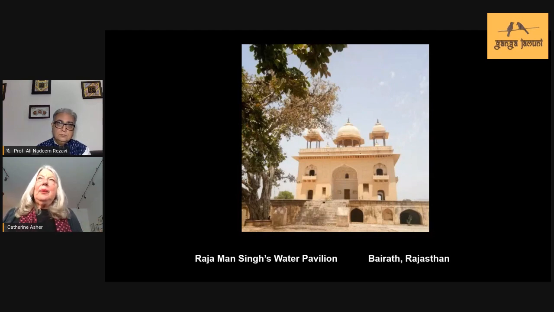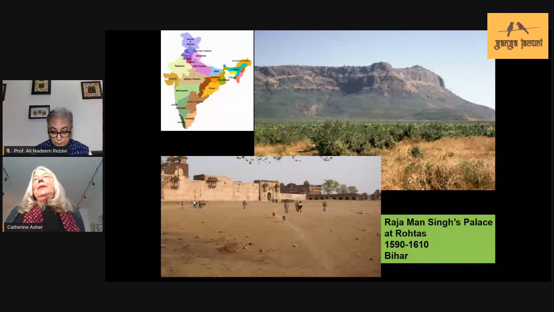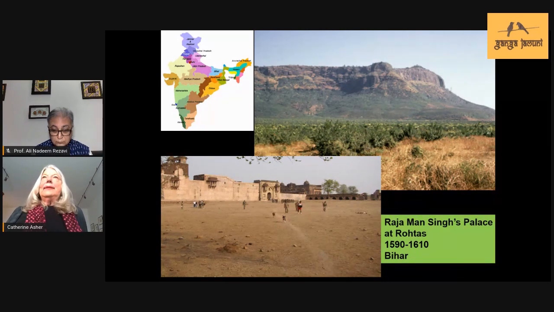So again, this is using the imperial style, sharing the imperial style in the hinterlands to give this message of Mughal authority being closely linked to Akbar's policy of Sulh-i-kul. Raja Man Singh's palace at Rohtas in Bihar is the largest surviving and perhaps even the largest ever sub-imperial palace that was built.